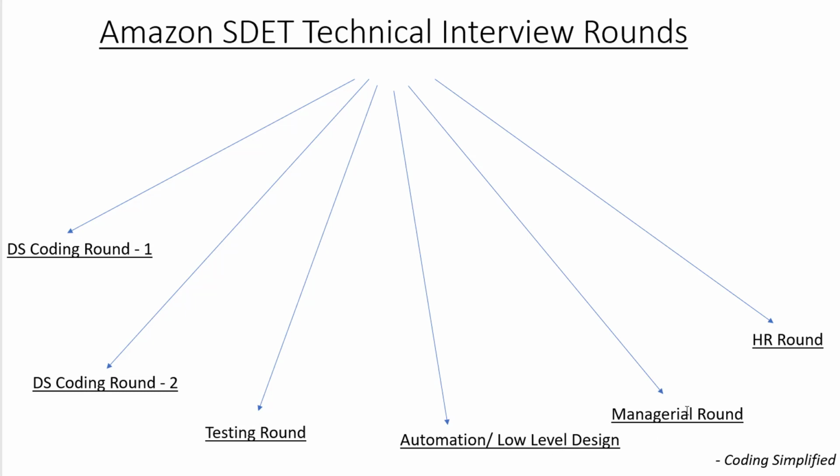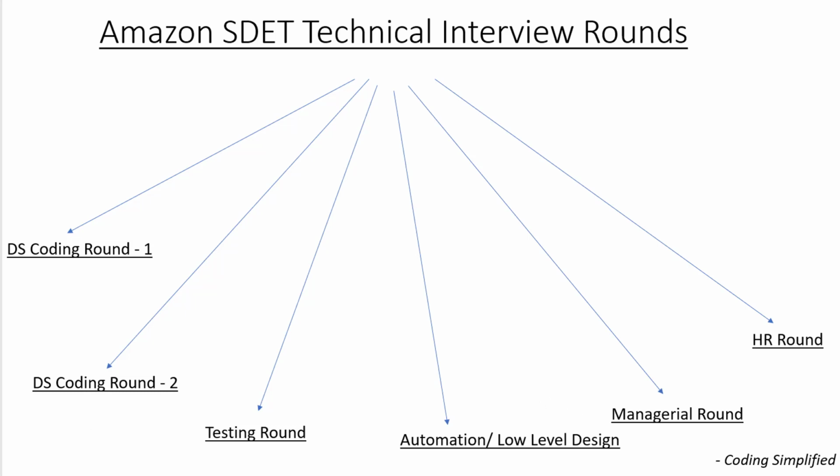Then comes the managerial round. Managerial round is the hiring manager round, the person who is hiring you, right? So generally in the hiring manager round, they take the feedback of the previous round. So let's say if someone has said that, okay, the coding was good, but the automation framework was just okay, like the person hasn't worked on automation, or the person's testing skills were not that good. In this case, the hiring manager would focus on the testing, right?